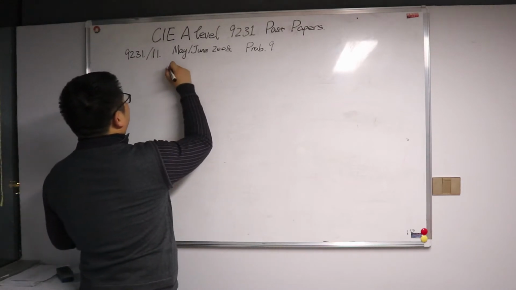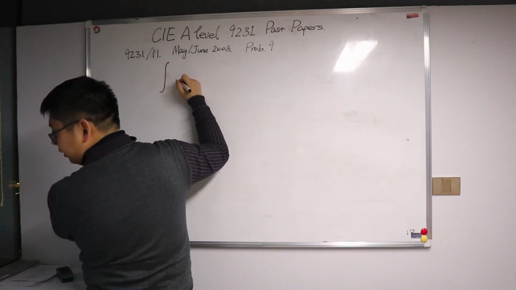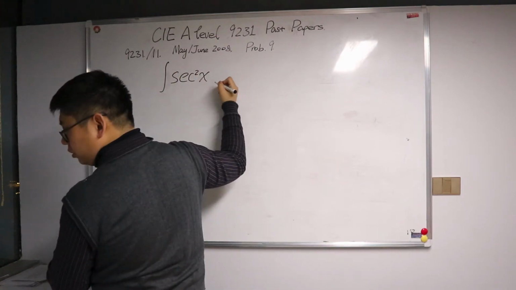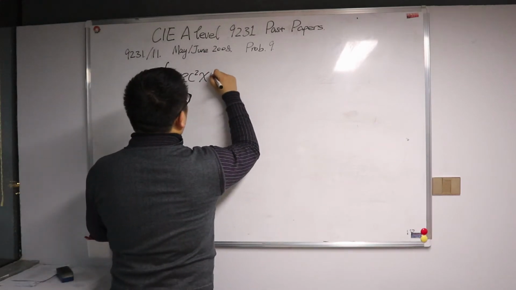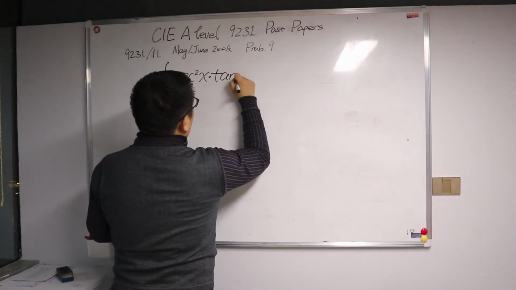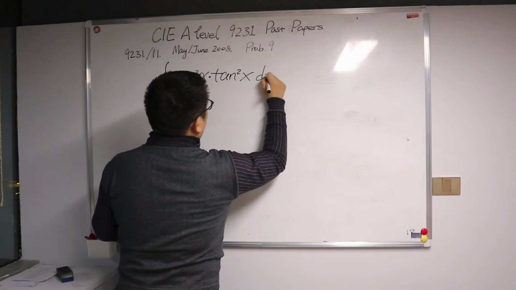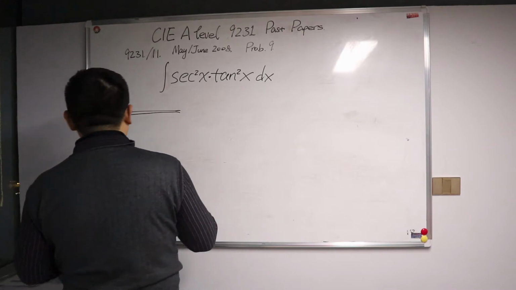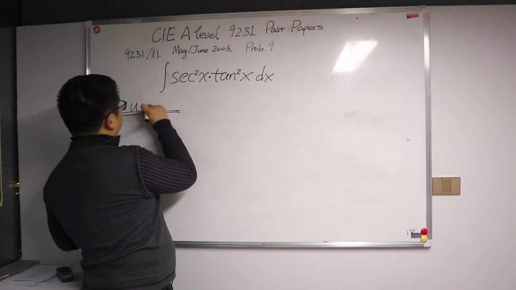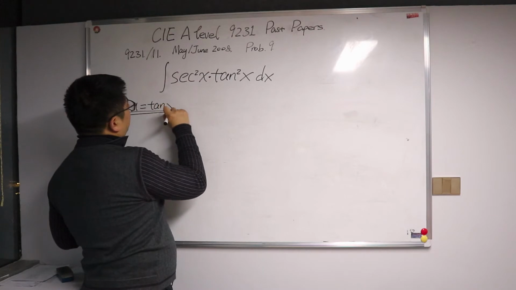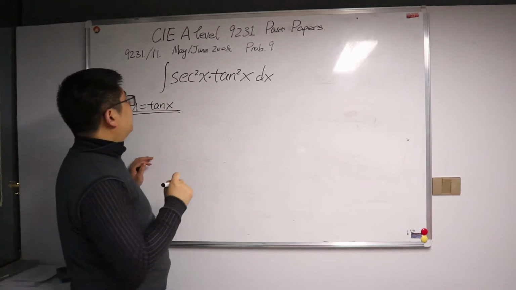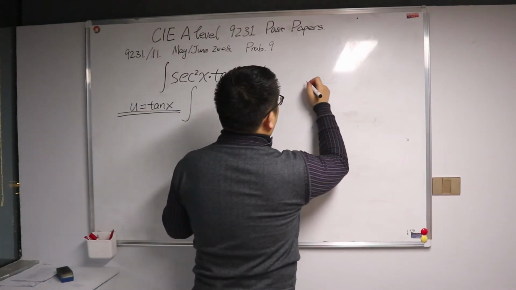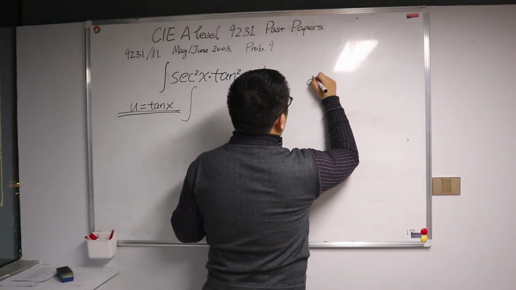Okay, let's start with the integral. It is still a trigonometric integral. The integrand goes like this. By the clue given by the problem, we know that we want to use the substitution u equals tangent x, and then we have to calculate the differential part.